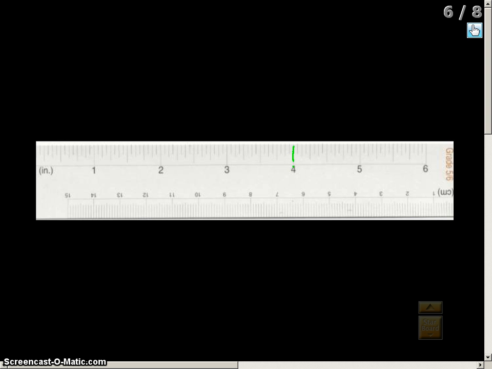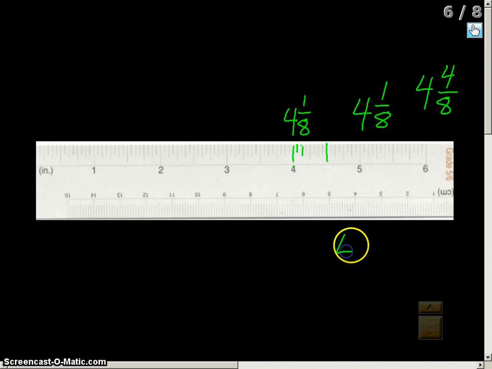So I have 4 inches there. I skip a line. This line right here represents 4 1/8 of an inch. Now if I fall right in between there, I could still round up. I would round up to 4 1/8 of an inch. If I were to measure something and it landed right on the 1/2 inch mark, this actually represents 4 4/8 of an inch. However, we reduce that fraction to 4 1/2 of an inch there.